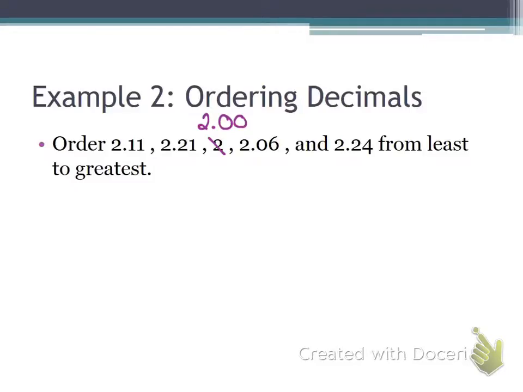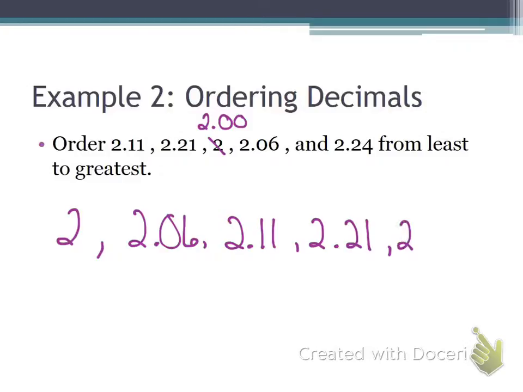Okay, so now we're going to put them in order. Which number is the smallest? 2.00. Very good. 2 and 0 hundredths, and then what? 2.06. Nope, say it correct. 2 and 6 hundredths. Now what? 2 and 11. Come on, guys, everybody together. 2 and 11 hundredths, then what? 2 and 21. Good, and last? 2 and 24. All right, good job. So that's ordering them least to greatest. Any questions? Okay, moving on to example 3 now.